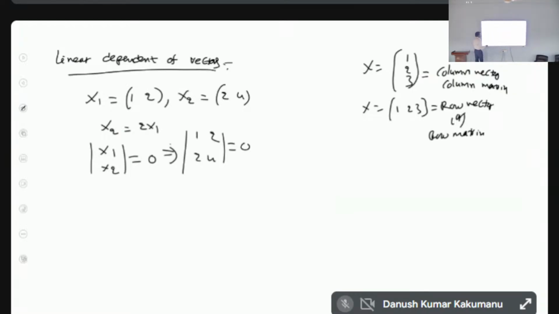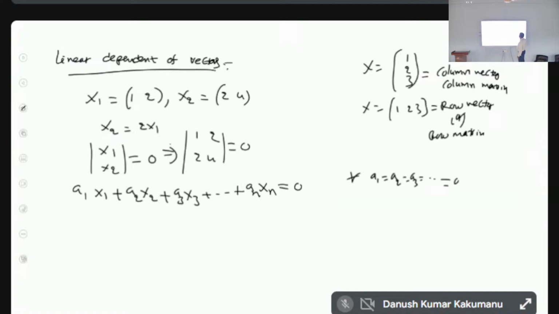Coming to a1 x1 plus a2 x2 plus a3 x3 plus and so on up to an xn equal to 0. How many vectors are there here? n vectors. Please concentrate, this definition is very important. This holds for a1 equal to a2 equal to a3 and so on, an equal to 0. If a1, a2, a3, an are all zeros, what is your answer? Are the vectors linearly dependent or independent?